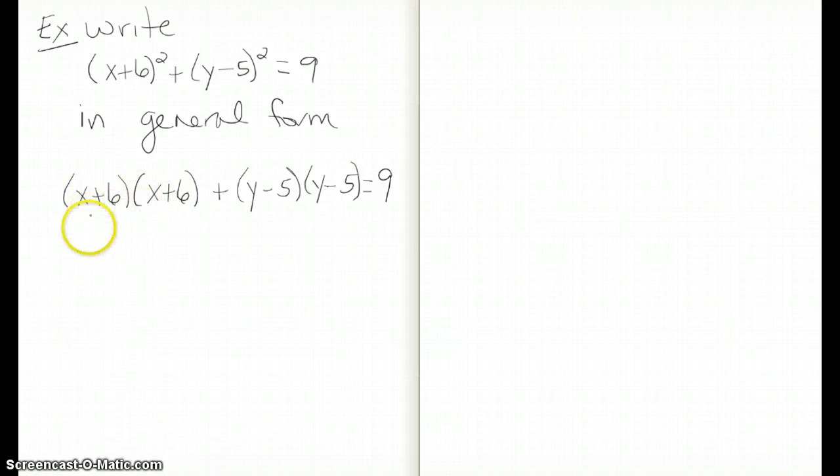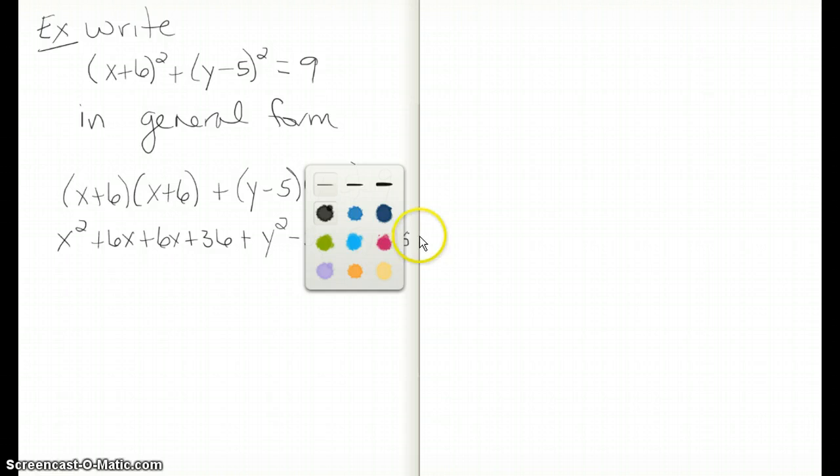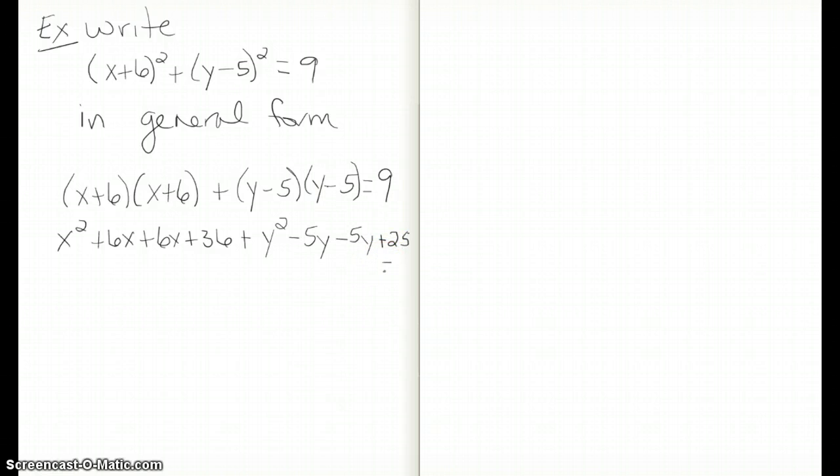When I perform this first one, first is x squared. Outside is plus 6x. Inside is plus 6x. And last is plus 36. Let's do the same thing over here, plus, that's that plus right there. First is y squared. Outside is minus 5y. Inside is minus 5y, and last is plus 25 because it's minus 5 times minus 5, so plus 25. And of course that still equals 9.